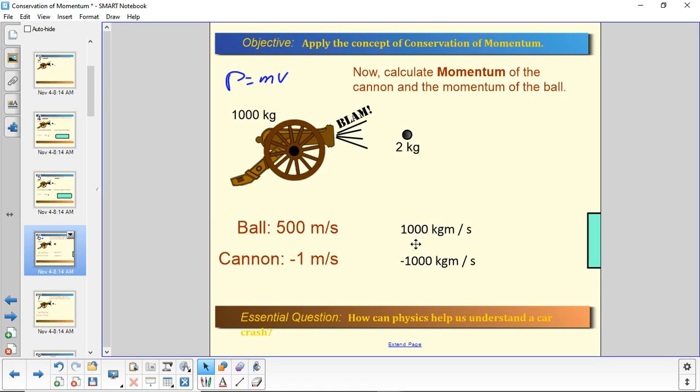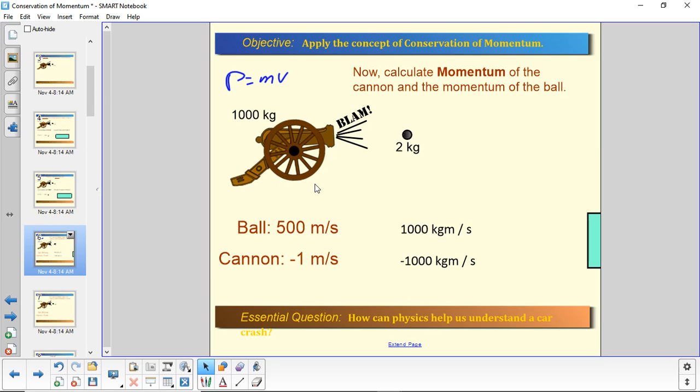Okay, now, what we are seeing is that the total momentum, if we add together these momentums, which we can do because they're in the same units, kilogram meters per second, if we add the total momentum together, we get a total momentum for the gun and the ball of 0. 1,000 minus 1,000 is 0, no momentum.